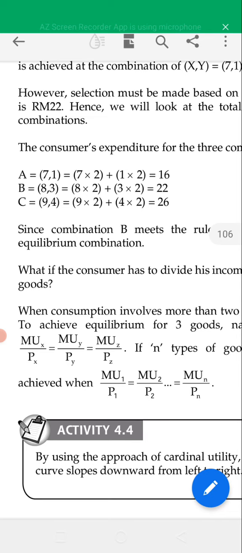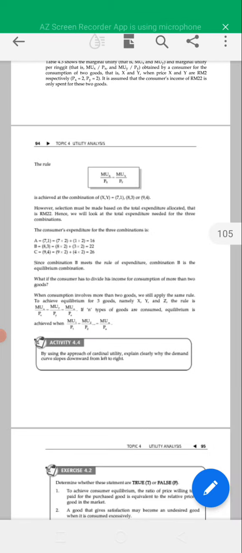So remember, there are two ways in which they can ask you about this one. The first one is the one that I showed you earlier on with the indifference curves, and the other one is this, but all the formulas are the same. These are only different approaches. So I hope that was very clear and helpful.